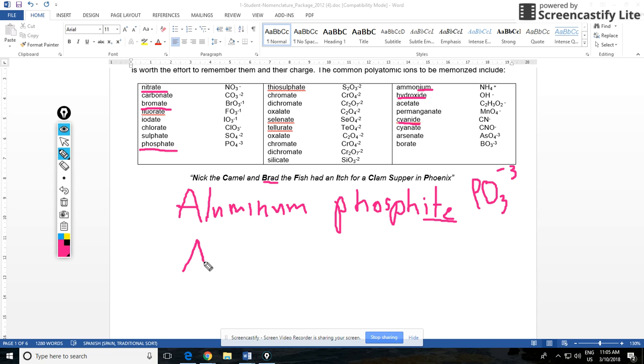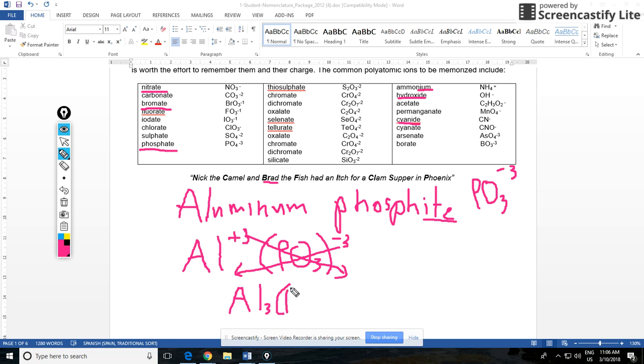So you set it up the same way that you did the previous examples. Al +3, put the phosphite in brackets. The charge can be outside. Then crisscross. Charge from aluminum down, charge from phosphite down the other direction. You'll have Al3, PO3, 3.